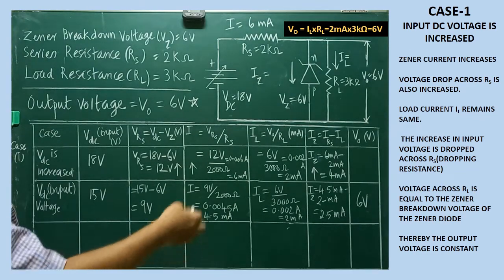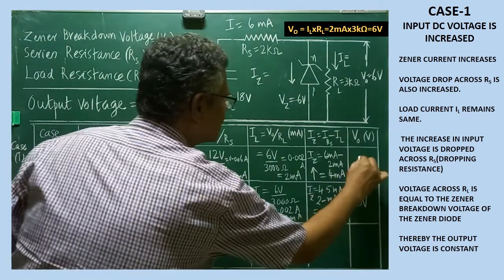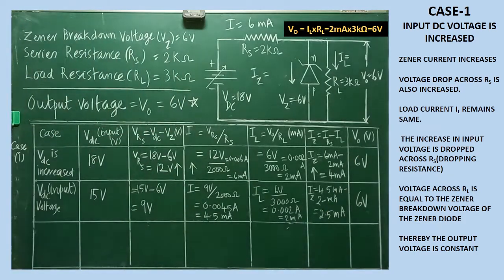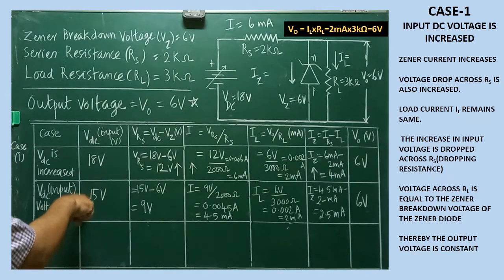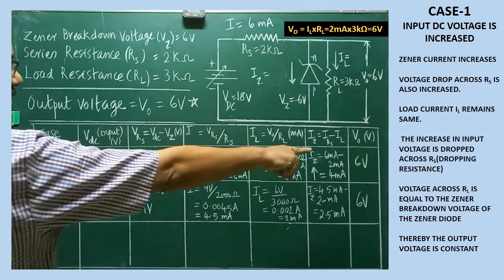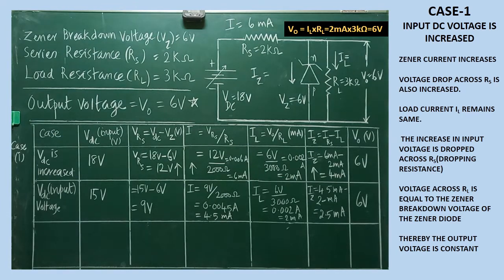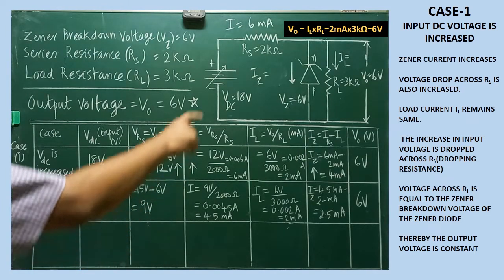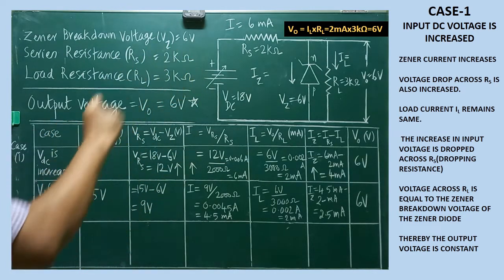Again, is it clear? The output voltage will be how much? 6 volt. No change in the output voltage. Though the voltage is increased, again you are getting the constant output voltage. Are you clear? Because the Zener works in the breakdown region.